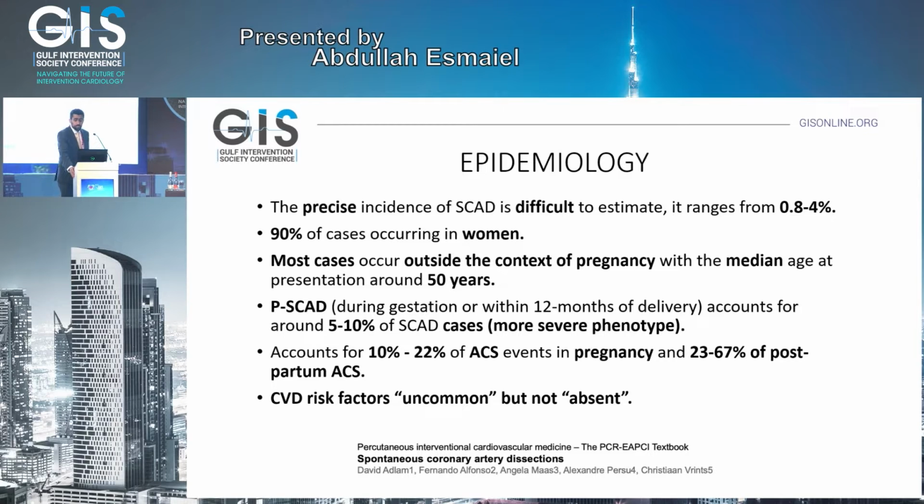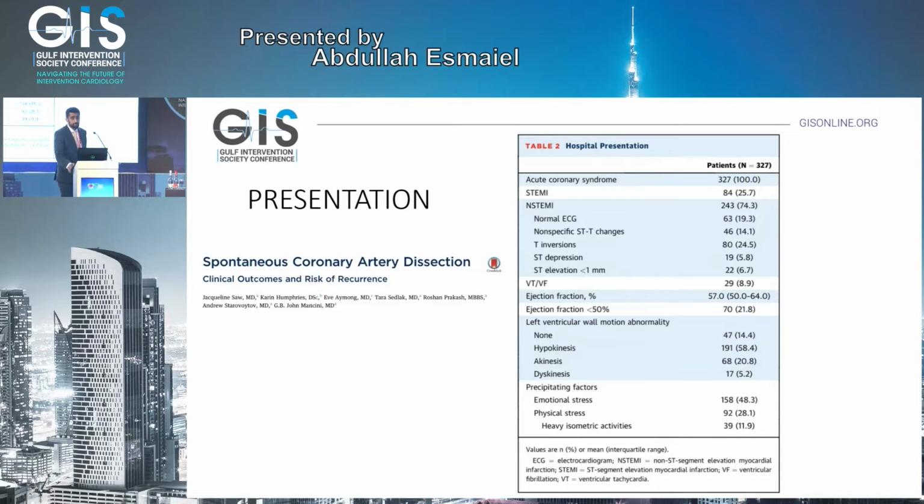Most commonly, it affects women, 90% of cases. We don't know the exact incidence. It's anywhere between 1 to 4%, and 10% of cases can happen in men. It accounts for 10 to 25% of cases of ACS in pregnancy and 25 to 60% of cases in the postpartum period. How do they present? All of them present with ACS. 25% present as ST elevation MI and 75% as non-ST elevation MI, and around 8 to 10% present with VT or VFib.